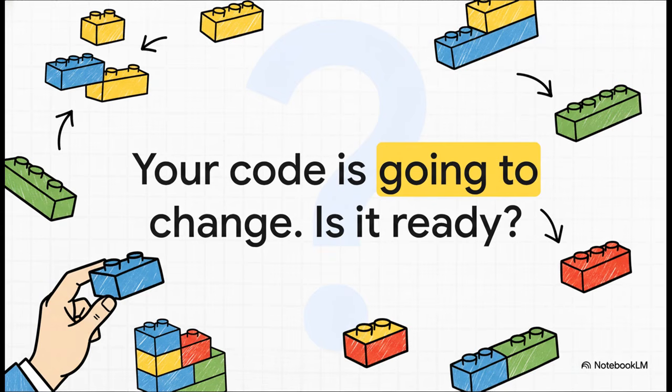Following these principles helps you build systems that are resilient, that are adaptable, and frankly, that are just way more pleasant to work on. It really all comes down to this. We know our code is going to change. The only real question is, will it be ready when it does?